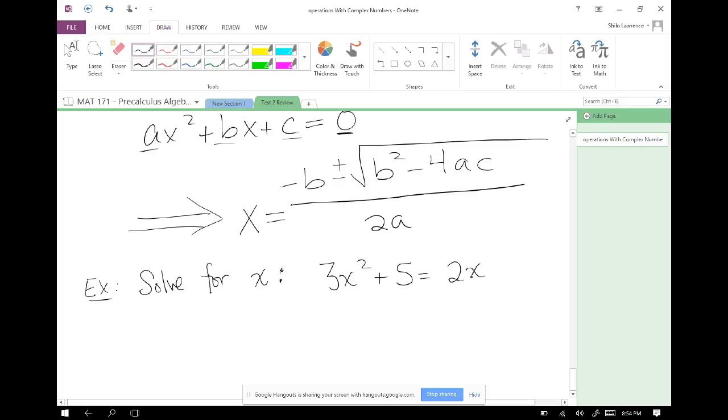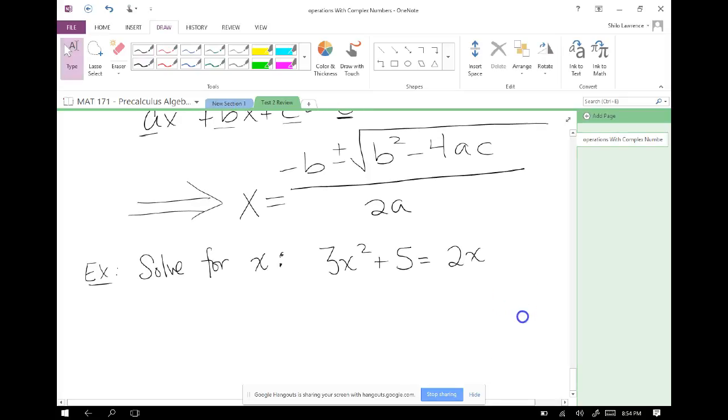So here's an example of one. I have no idea if it factors. There's two x's in the problem, so I definitely can't do the square root method. I don't even want to attempt to complete the square. It's going to just add too much time onto my test and waste time from other problems. So I'm just going to jump straight into the quadratic formula.